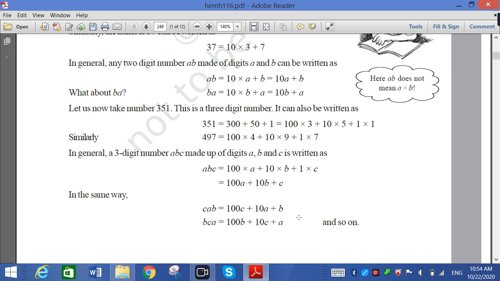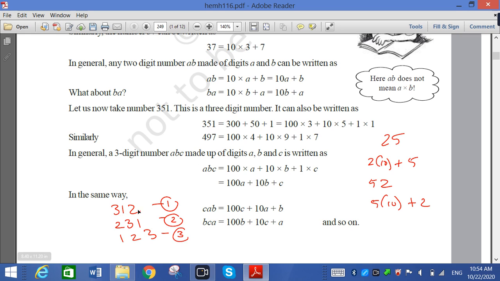When a 2 digit number is there, say 25, we can write 2 into 10 plus 5. If I reverse it, it is 52, so 5 into 10 plus 2. But when a 3 digit number is there, like 312, I can write it reversed in other ways too, as 231 and 123. So 3 different ways I can write this number.